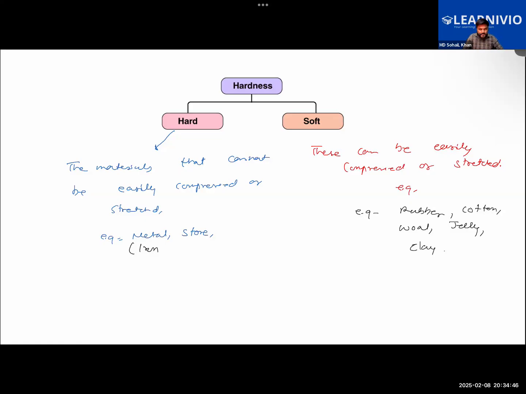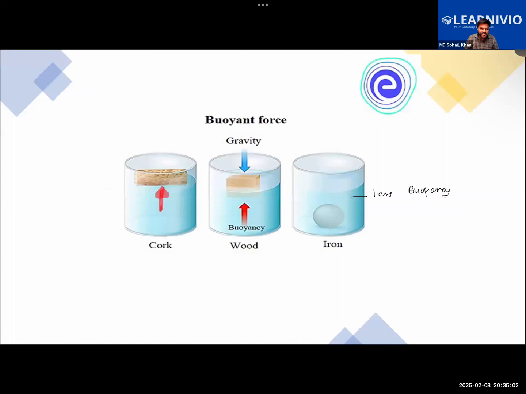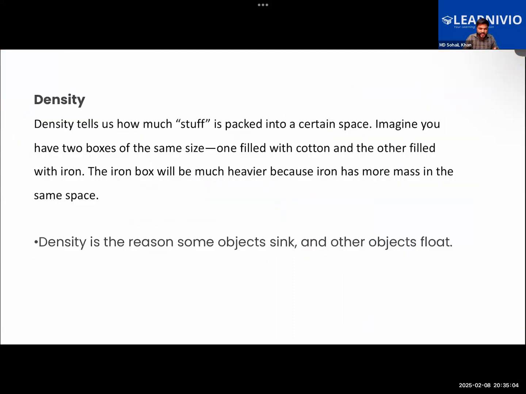Fine, sir. Good. So we learned about these things. Further, we also learned that there are certain kinds of objects that would be floating while some would be sinking into the water. So this was related to the density of the materials. So what is density? Density in very simple terms is how much stuff is packed into a certain space. Imagine you have two boxes, both of the same size. One of them is filled with cotton and the other one is filled with iron.